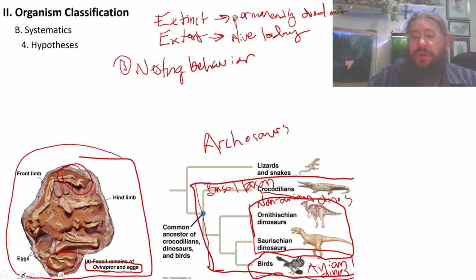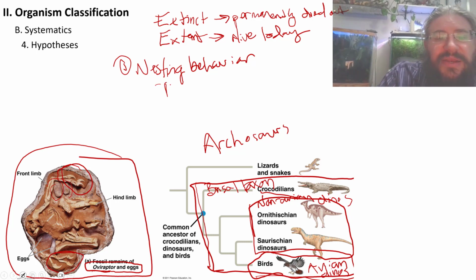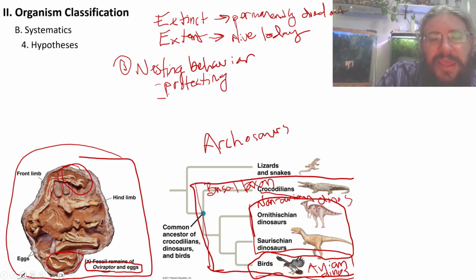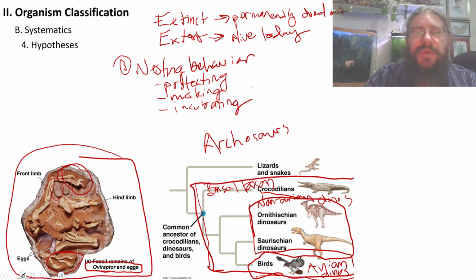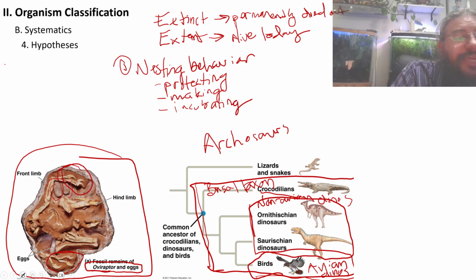So nesting behavior. This can include protecting the nest, making the nest, and incubating the nest. This being more common in the avian dinosaurs than the crocodilians, but still, pretty cool. Other things that we could predict in the archosaurs: four-chambered hearts.